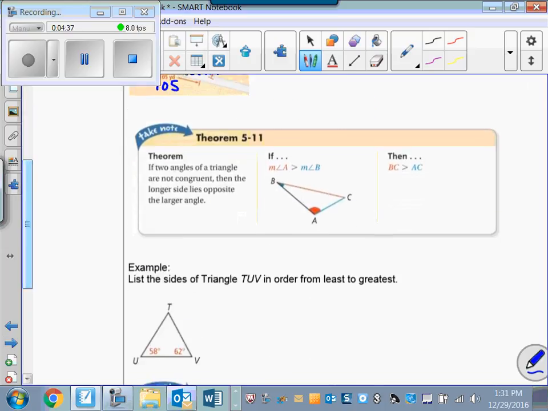All right, what's our next theorem? If two angles of a triangle are not congruent, well, this is kind of the opposite. It's not exactly the converse, but it's saying the same thing only with relation to angles instead of sides. If two angles of a triangle are not congruent, like angles A and B here, then the longer side is opposite the larger angle. So since I know that the measure of A is greater than the measure of angle B, I know that BC is longer than AC.